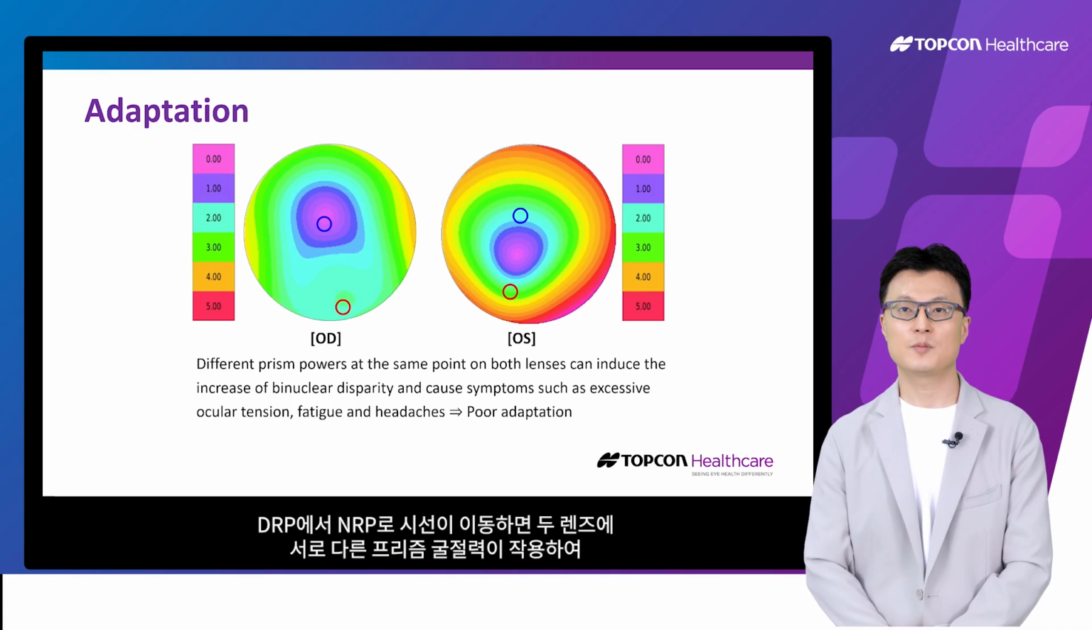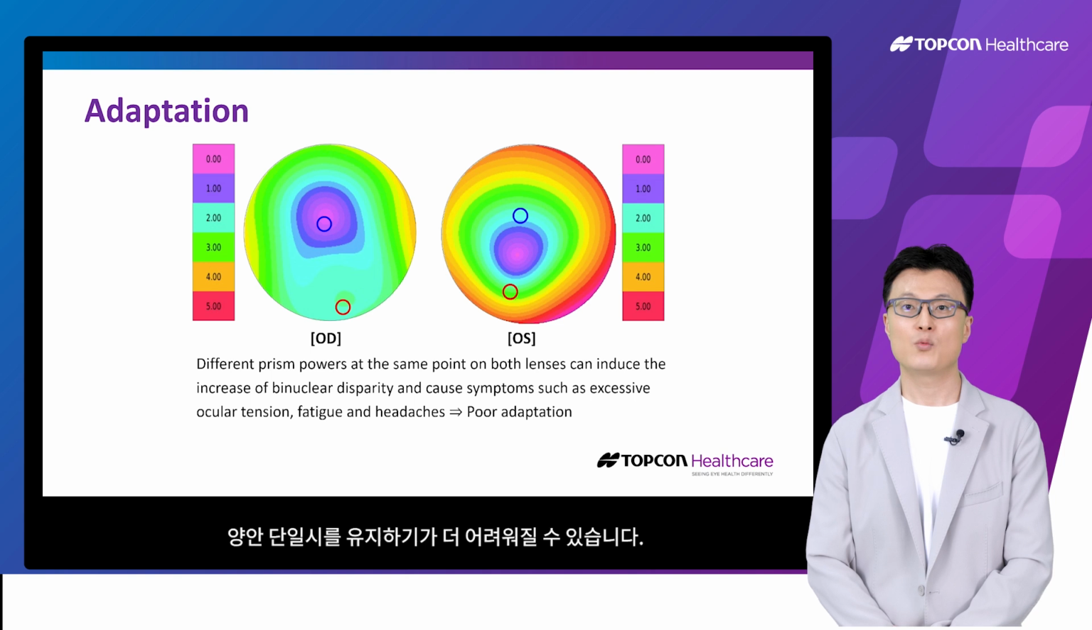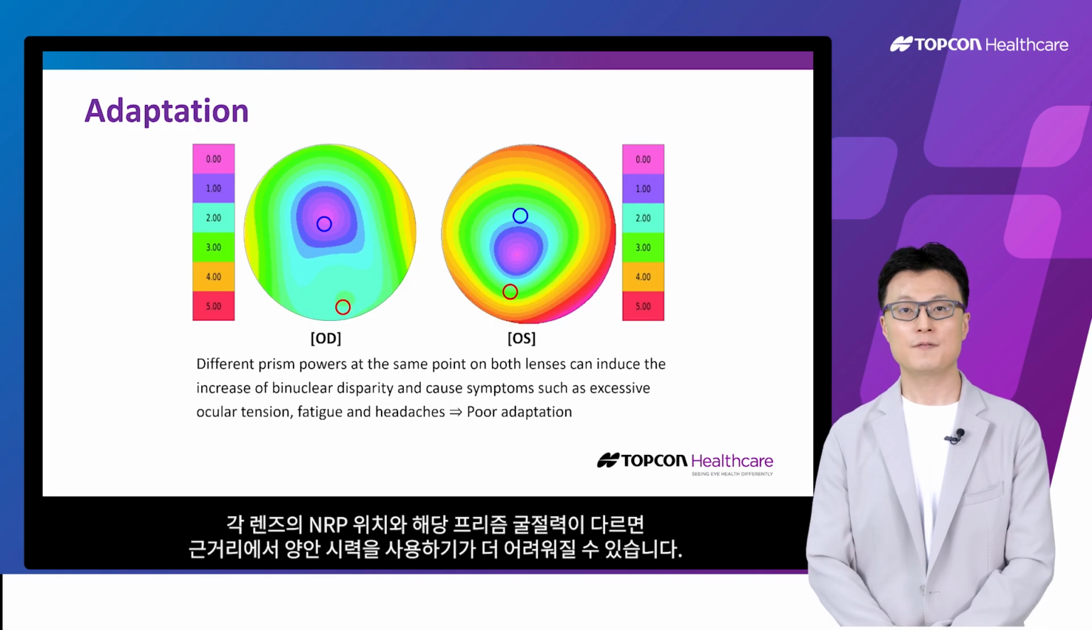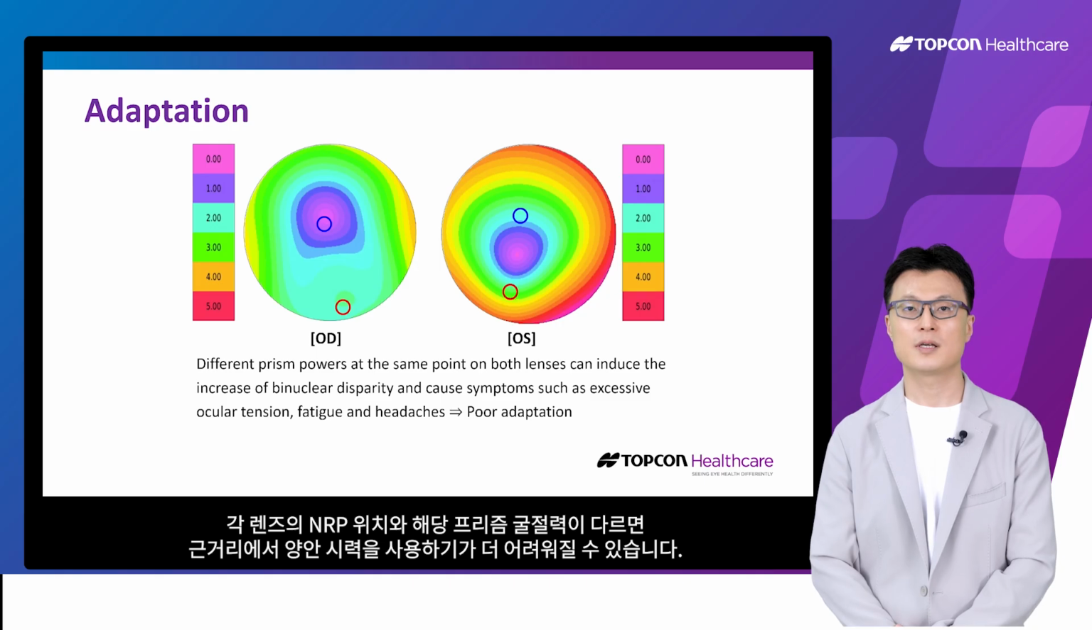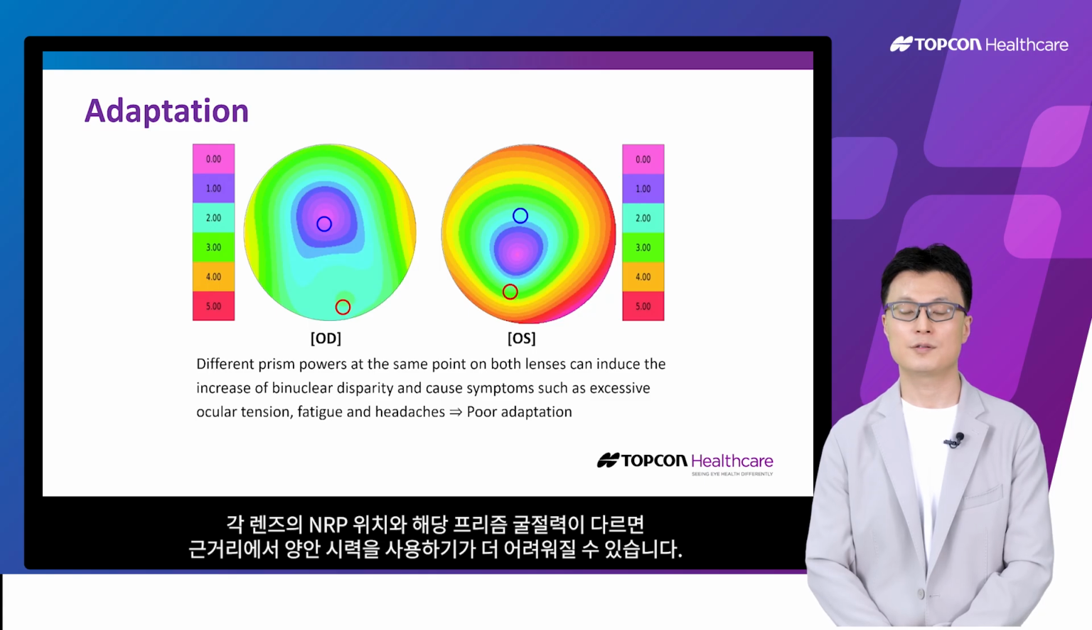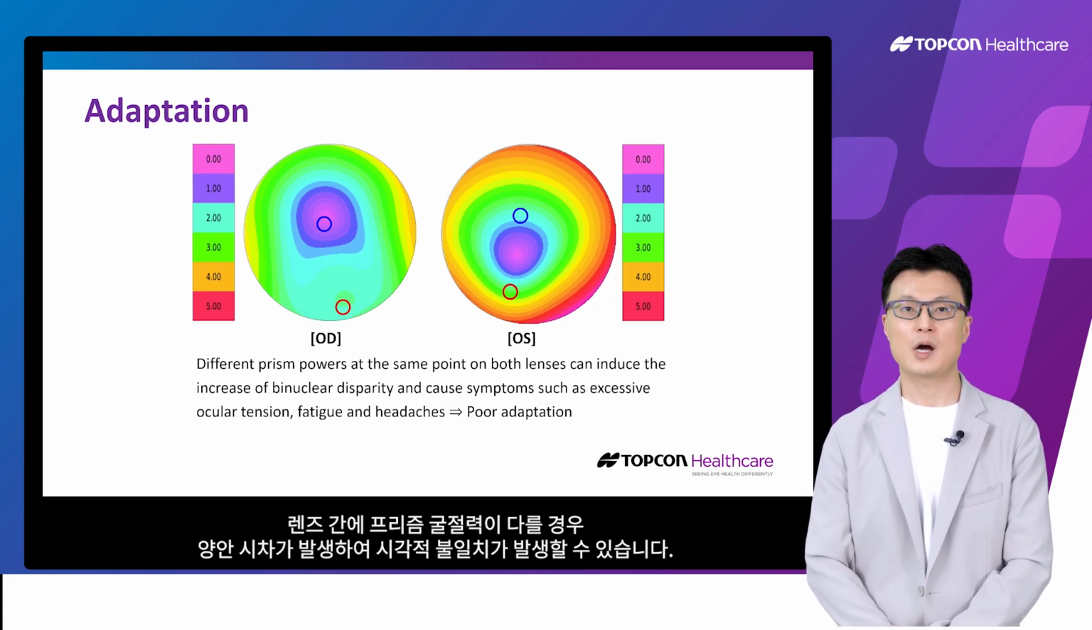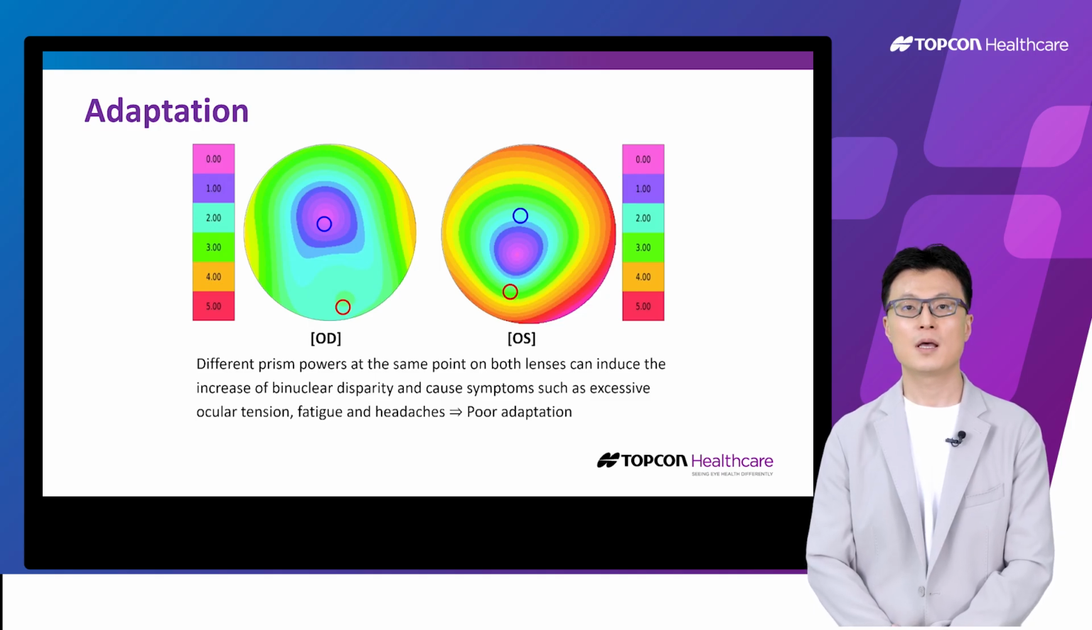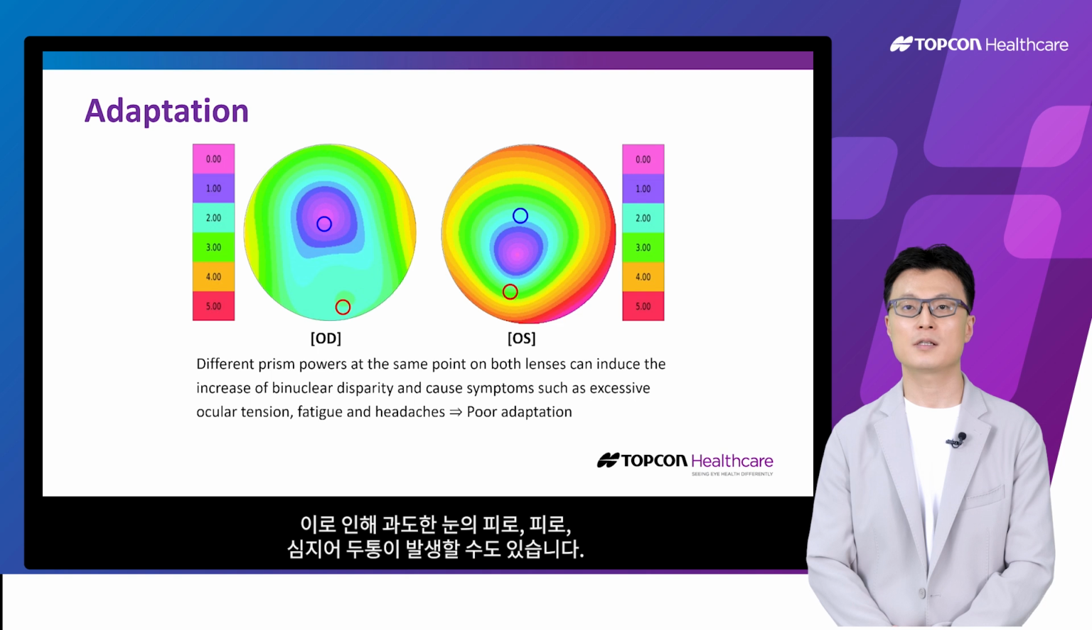As you move your gaze from the DRP to the NRP, different prism powers apply to both lenses, which could make it more challenging to maintain binocular single vision. The differences in the positions of the NRP and the corresponding prism power on each lens could also make it harder to use binocular vision at close range. When different levels of prism power between the lenses exist, binocular disparity can occur, which could lead to visual inconsistencies. This may cause excessive eye strain, fatigue, and even headaches.